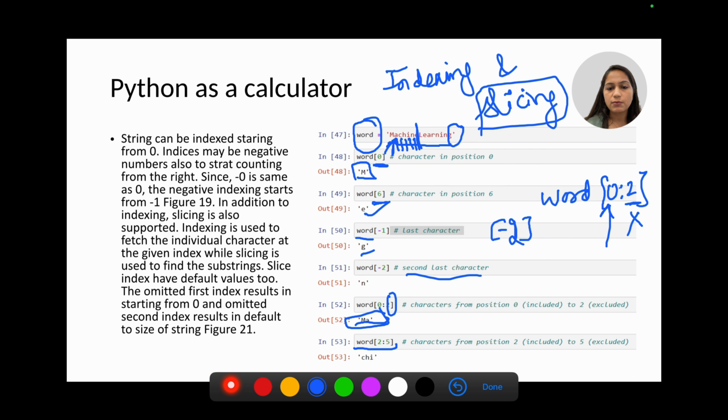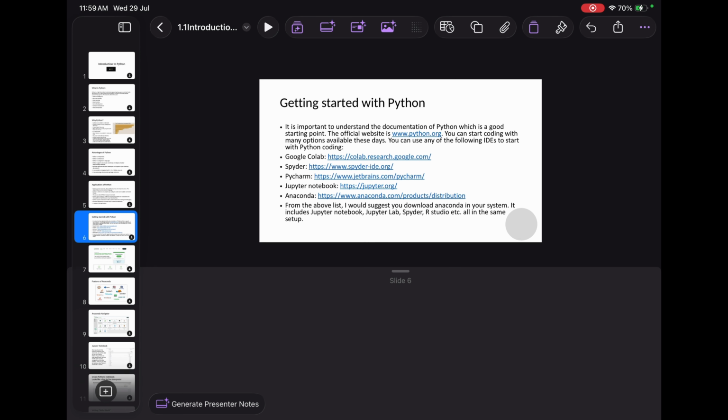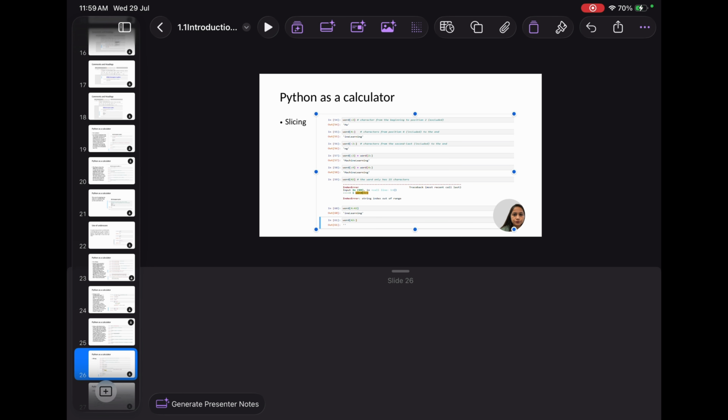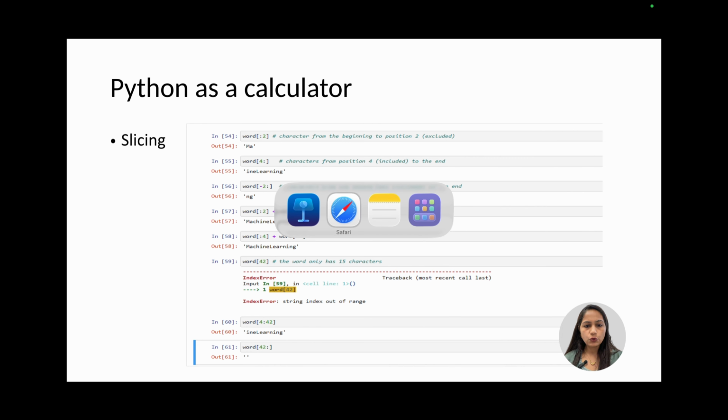Word is my variable, machine learning. I want all characters from 2 to 5. That means everything starting from 2, that is 2, 3 and 4. Fifth is not included, which gives me CHI. Let us try this slicing. Let us do it in Google Colab.